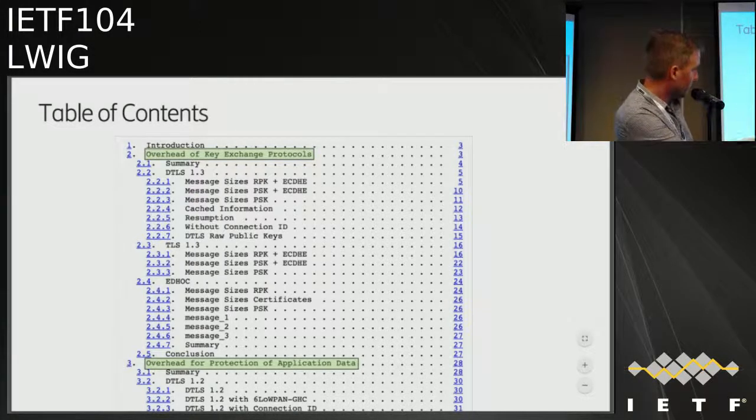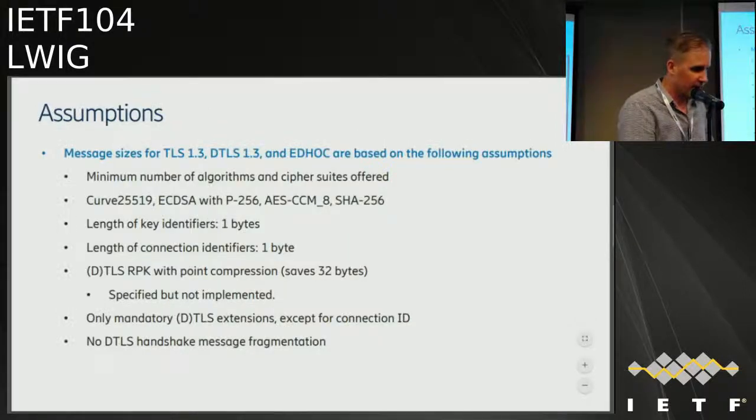Subsection for different protocols. And another change is that the summary has now been moved to be the first subsection. So in each, you get the summary and then you get the details. So what are the assumptions behind the numbers in this draft?